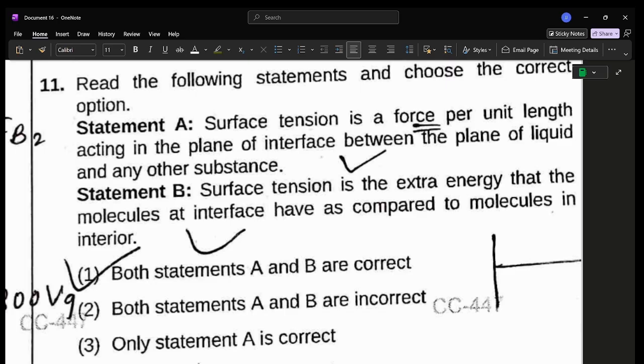The only thing I'm just going to learn in this part is something that I forgot initially, which was the surface energy formula. Could you please give me the formula for surface energy and surface tension, all these things?